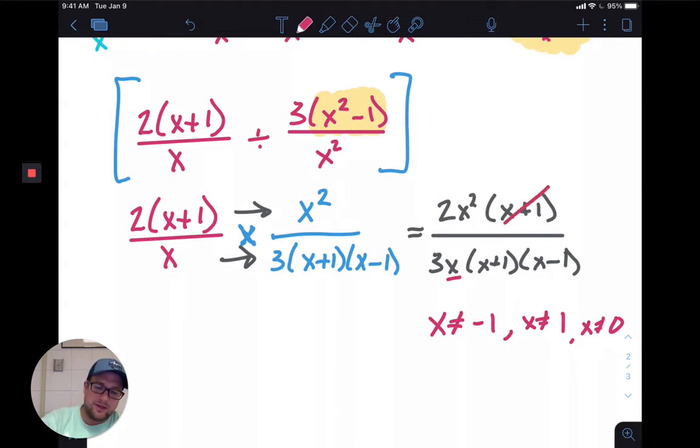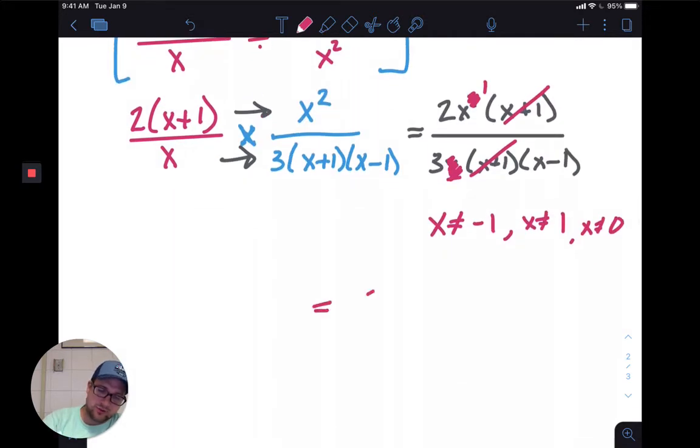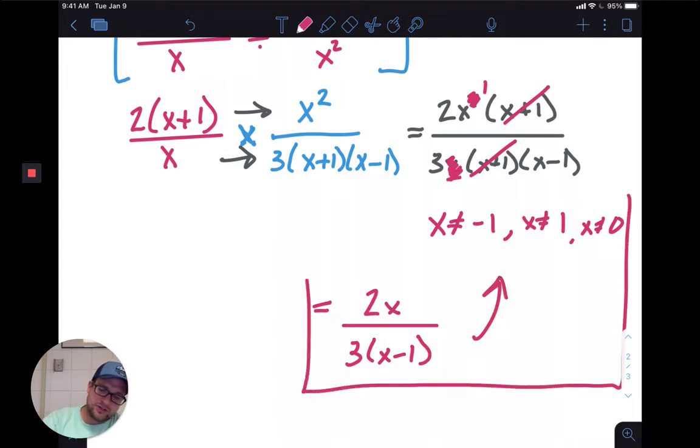Looking at this, we can cancel. That's good. We can actually cancel out this x with one of the x's up top, leaving us with just one of those. And it looks like our final answer will be 2x over 3 times x minus 1 with these restrictions.